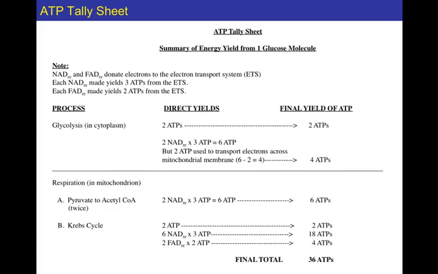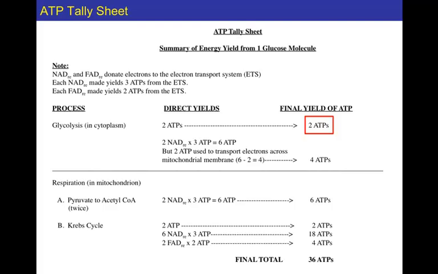This is an ATP tally sheet, and we're going to go through it and look at how many ATPs are made at each stage of glycolysis, Krebs cycle, and respiration. This is going to be the summary of the energy yield from one glucose molecule. You have to keep in mind that both NAD and FAD in their reduced forms donate electrons to the electron transport system. Each reduced NAD made yields 3 ATPs, and each reduced FAD made yields 2 ATPs from the electron transport system.